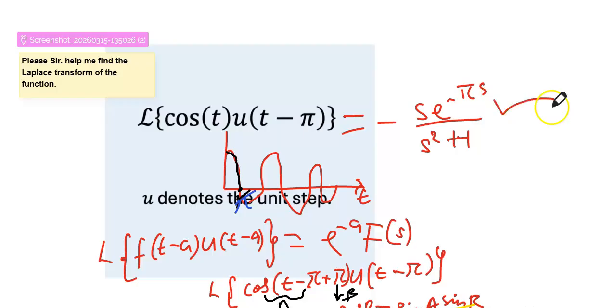So this is how you are able to handle Laplace transformation. I hope I have answered your question. You can watch the previous videos on Laplace for more detailed explanations and how you will solve related questions on Laplace transformation.